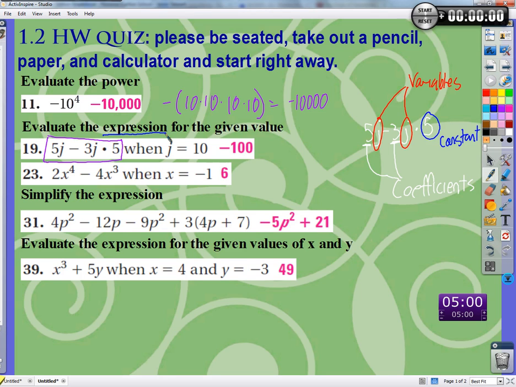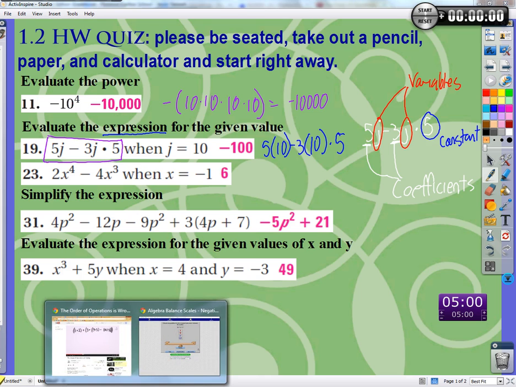Making a distinction between expression and equation means I'm kind of a math geek. I'm fine with that. But it is a correct distinction. There's an expression and there's an equation. Equation simply requires an equal sign. Expression looks like an equation, it just doesn't have an equal sign. It has some variables and stuff added and stuff multiplied. And without an equal sign, it's just an expression. So if we evaluate the expression, we just plug in 10 for j, 5 times 10, minus 3 times 10, times 5.